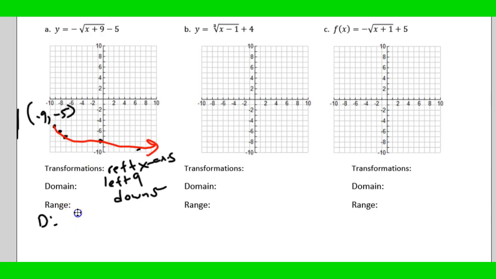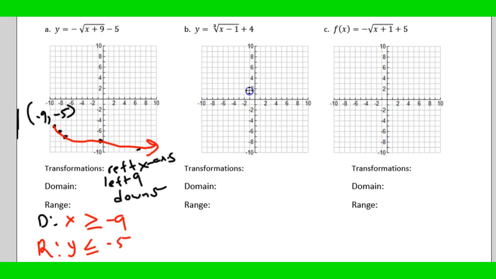All right. Anyway, the domain from this point right here. All the x values are going to the right. That means the x values are getting larger. So we're going to say x is greater than or equal to -9. And then for the range, they're going down. From -5, the graph is going down. So all the y values are getting smaller. So we're going to say y is less than or equal to -5. All right.